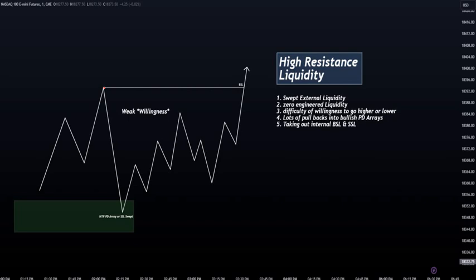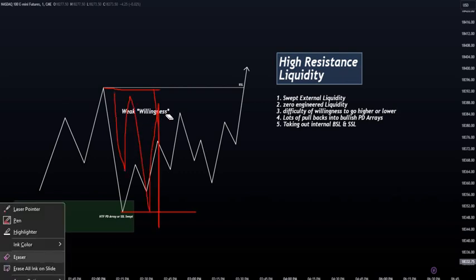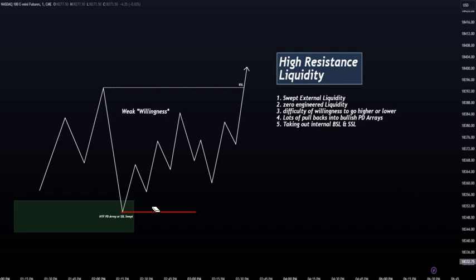What is external versus internal? External is going to be a trading range. So this swing high to this swing low, that is going to be external right there. Internal is everything that is in between. Okay? That is internal.